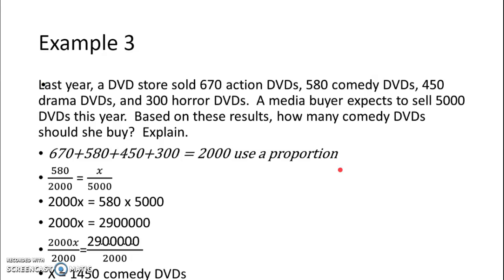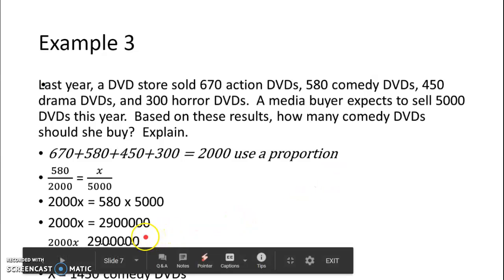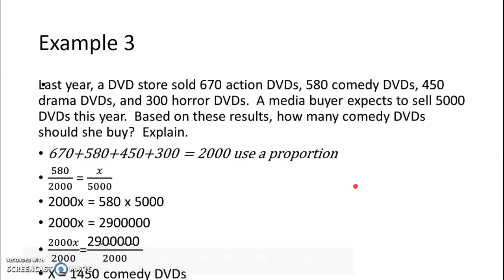So we use cross multiplication. 2,000 times X is 2,000X, and then 580 times 5,000, that's where I cross multiply, and we get a rather big number here. What is that? That's 2,900,000, and then we divide by 2,000. Often with probability, you don't think too much about using a calculator, but I think that would be really helpful here. And so when we divide that, we get 1,450. So that's the projected number of comedy DVDs that would be sold if 5,000 DVDs are going to be sold.